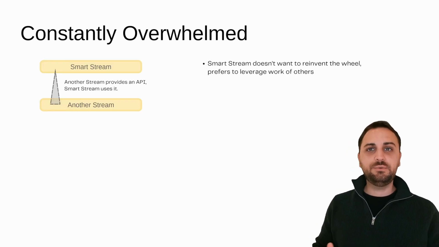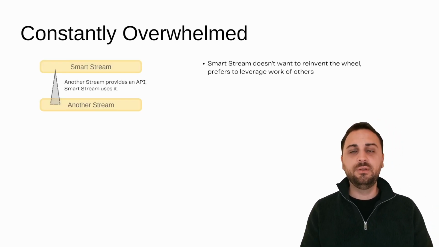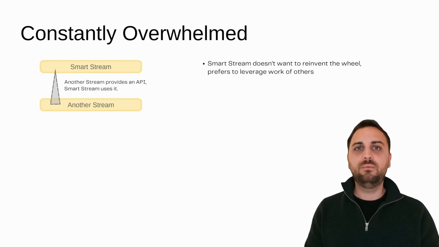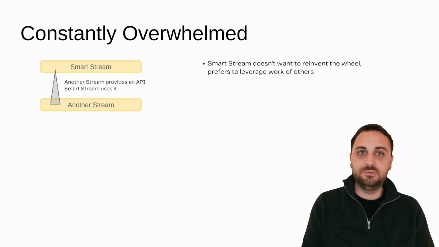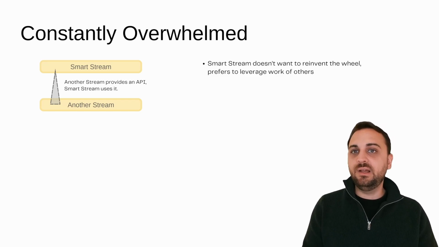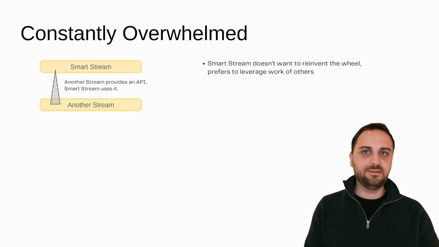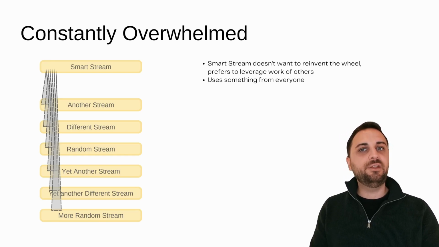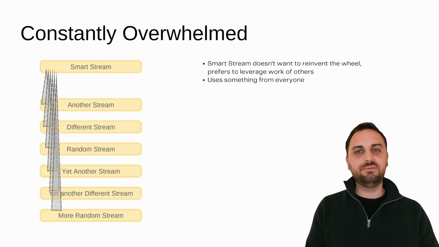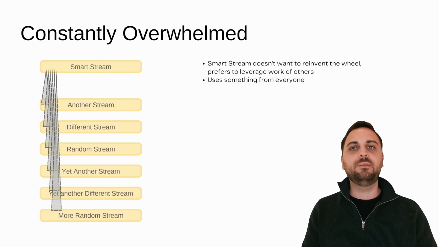And I think here's one situation where a team is constantly overwhelmed. So we have a SmartStream. They don't want to reinvent the wheel. They prefer to leverage the work of others. That's a very noble goal, and I support that. Another stream provides an API. SmartStream uses it. Fantastic. SmartStream doesn't want to reinvent the wheel even further. They use something from everyone else. So all these different streams are coming together and providing something to SmartStream.